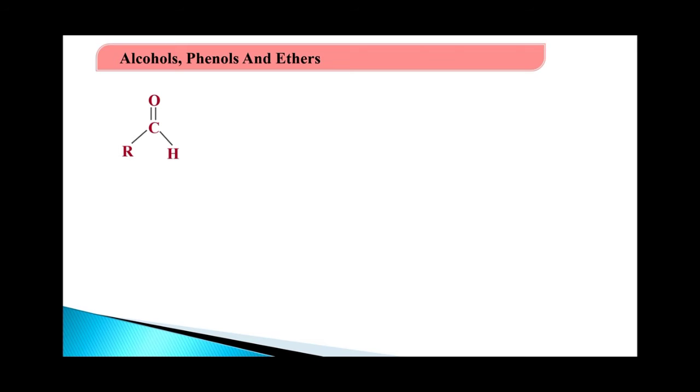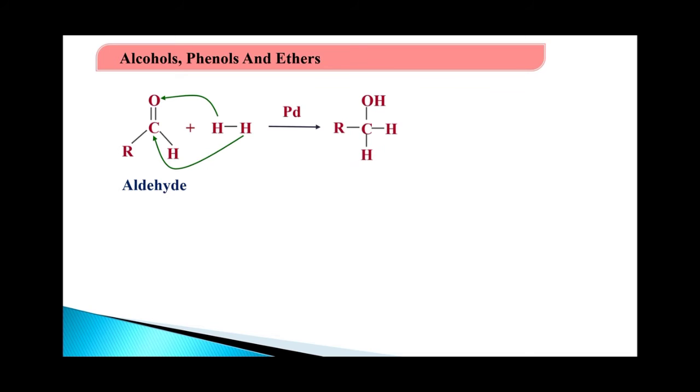Let us take some simple examples. One of the aldehydes I have taken, where R is an alkyl group. On addition of H2, one of the hydrogens will attack the oxygen and one of the hydrogens will attack the carbonyl carbon in the presence of the palladium catalyst. Palladium is the commonly used catalyst in catalytic hydrogenation. What are we going to get? RCH2OH. That means we get a primary alcohol.